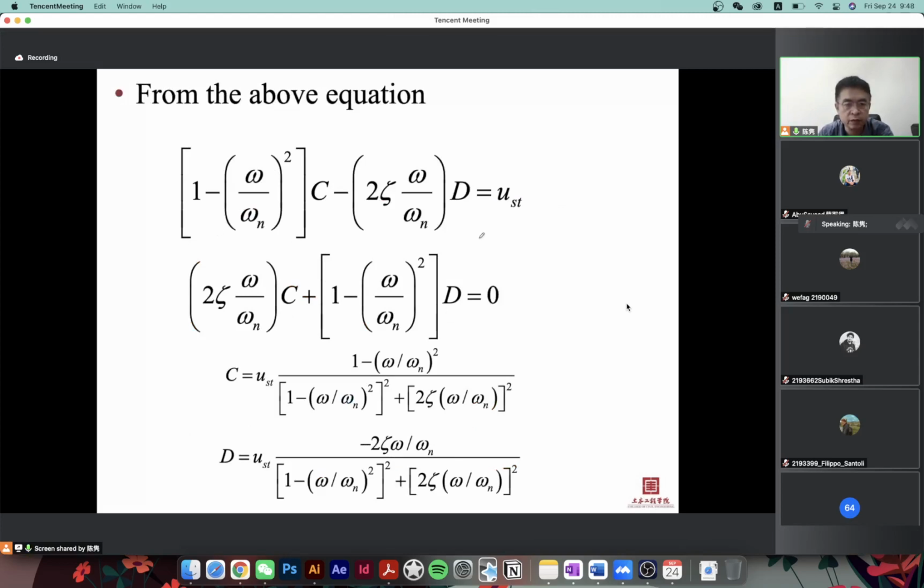So this is what we get from the previous equation. And by solving these two equations simultaneously, you can get C like this and D like this. And if you use beta, it will be a simplified form, like 1 minus beta squared. You can also use beta here. So this is for C and D.